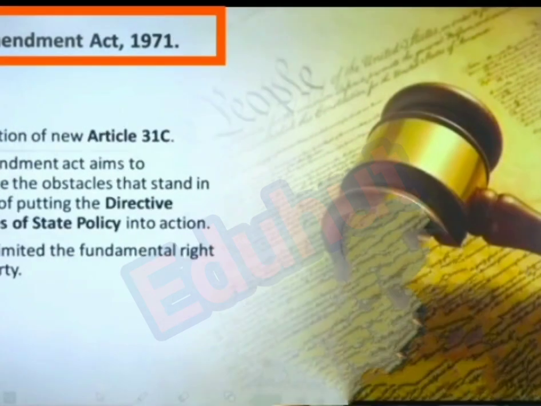25th Amendment Act 1971. Introduction of a new Article 31C. The Amendment Act aims to overcome the obstacles that stand in the way of putting the directive principles of state policy into action. The Act limited the fundamental right to property.